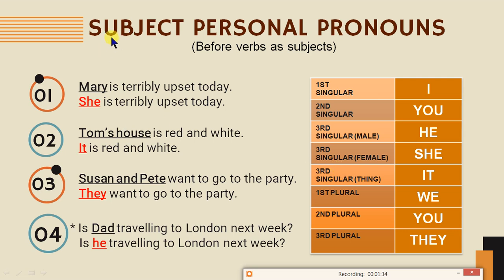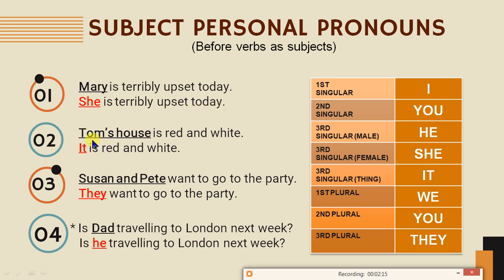The next slide, subject personal pronoun. Subject personal pronoun means before the verb. Listen carefully my child. Before the verb, as subject. For example, Mary is terribly upset today. It means Mary is too much upset today. So Mary is feminine. Mary we use for a female. So on behalf of Mary we will use she. So in the sentence you are able to see we changed Mary to she. So the sentence is: she is terribly upset today.